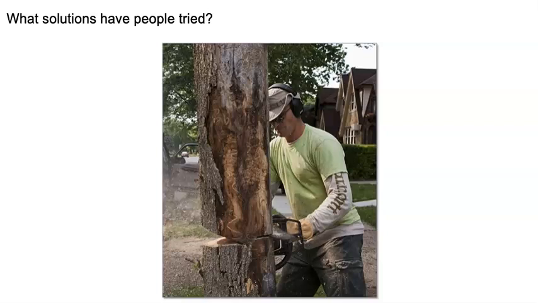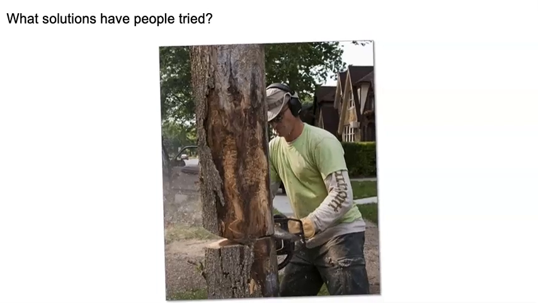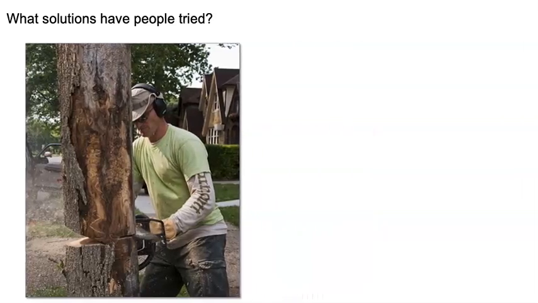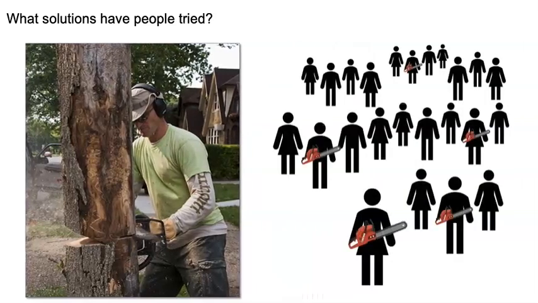Well, people cut down trees containing emerald ash borers and destroy the wood. This solution kills the insects inside the tree. But could we improve it? What if more people helped identify trees infested with emerald ash borers? Then we could identify infestations earlier, and maybe we wouldn't have to destroy so many trees.